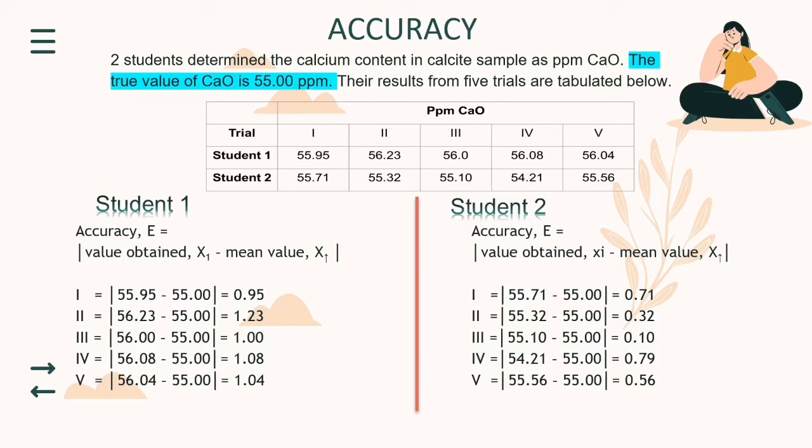If the error is small, then the value is accurate and the accuracy of the result has been obtained. To know the accuracy, we have to look at the true value. The true value has been mentioned in the question, which is 55.00 ppm. So we have to use the formula to get the accuracy by subtracting the result of each student from the true value. As we can see, the error of student 2 is much smaller than student 1. This shows that student 2 is more accurate than student 1.